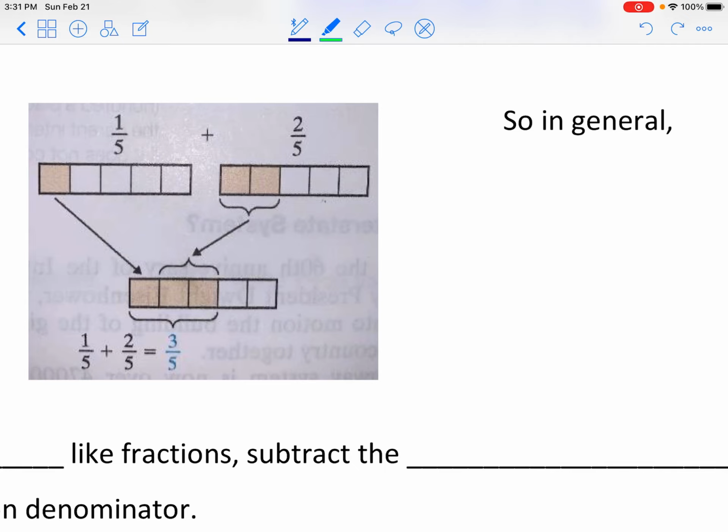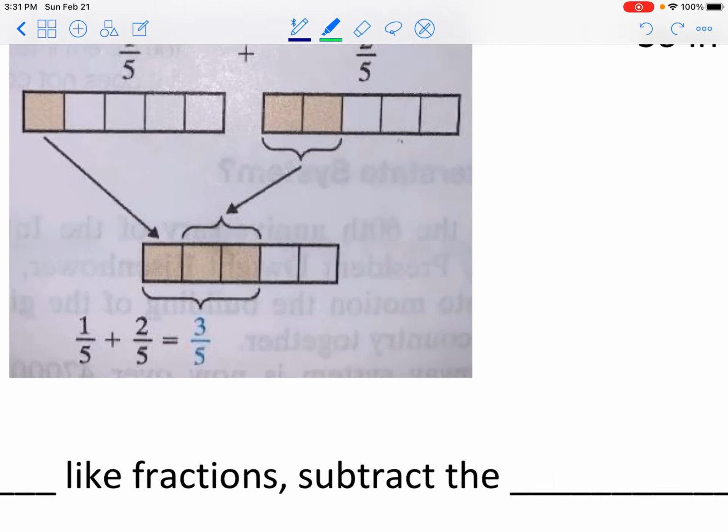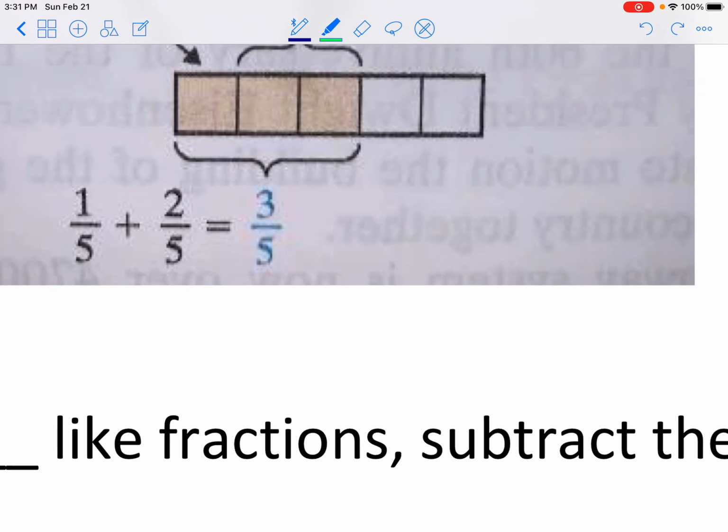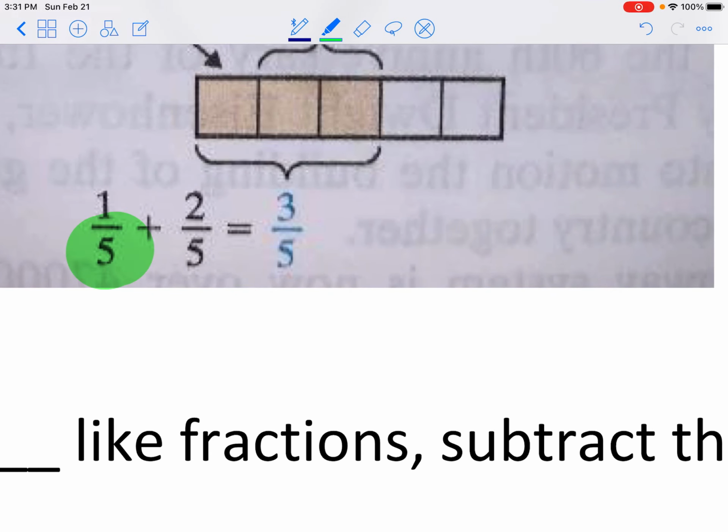Okay? So when we are adding, we need those denominators to be like, and if they are, we are simply going to add our numerators and keep our common denominator. So if you can see the algebra here, the 5 doesn't change. We keep that common denominator. If we add our numerators, 1 plus 2 makes 3.